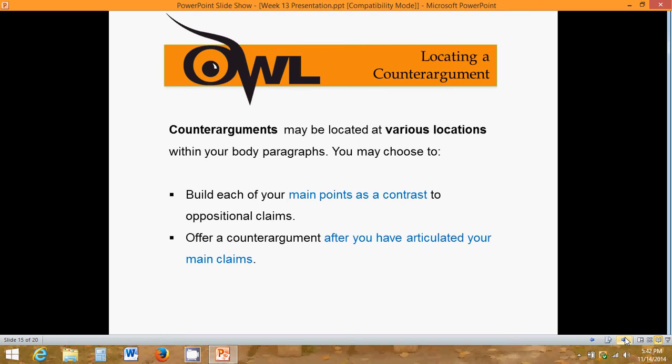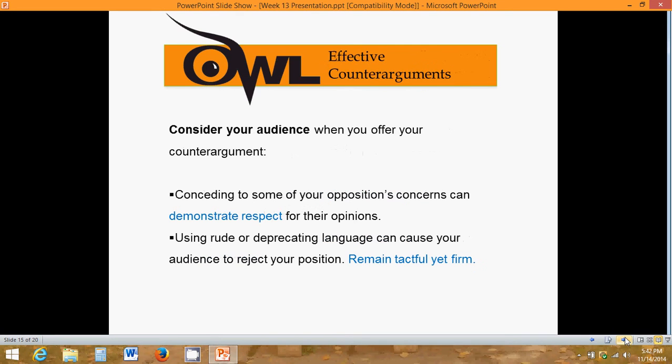So if you presented your point of view at the very beginning, shared what the different arguments are, and then showed every time that the opposition is wrong, that can be a very strong organization. Another way you could do it is if you offer a counter argument after you've articulated your claim. So you articulate all the things that you have to say about a topic, and then share the counter argument and how it relates to those things that you've already claimed. That can also be a strong point of view to take in locating your counter arguments into the body of your paper.